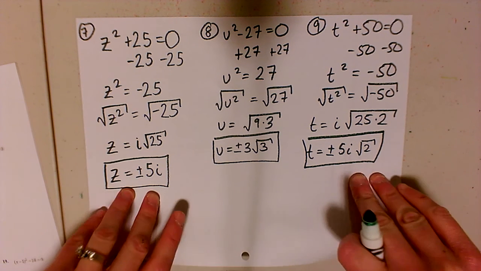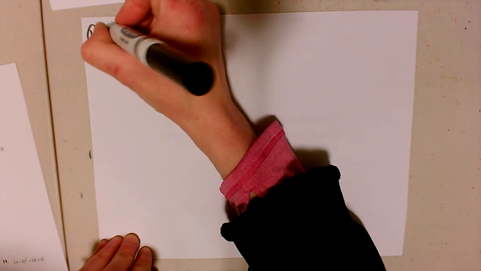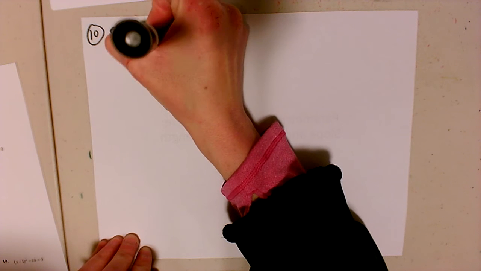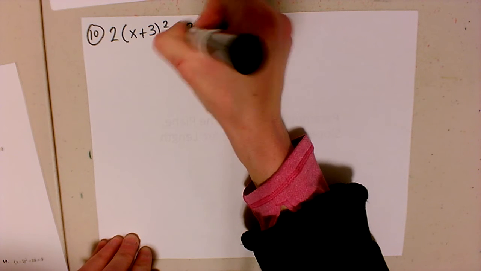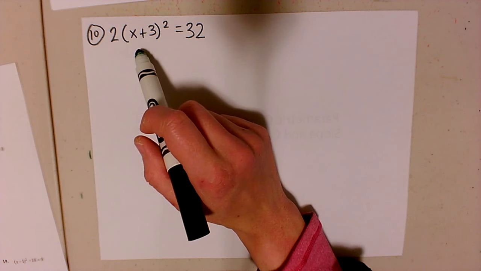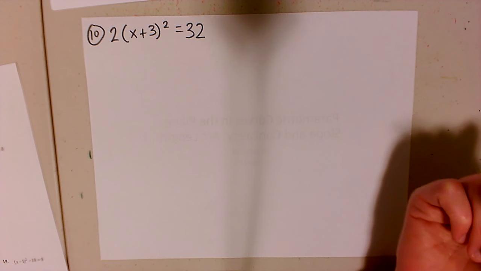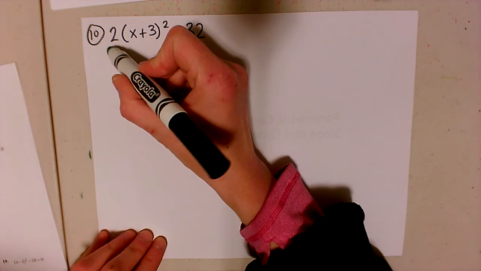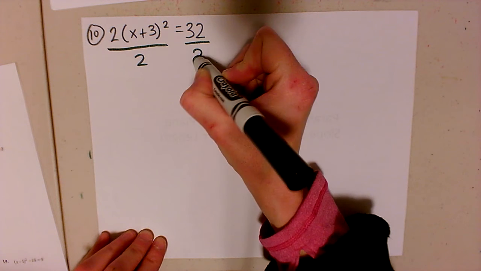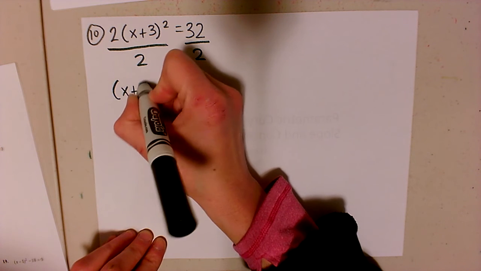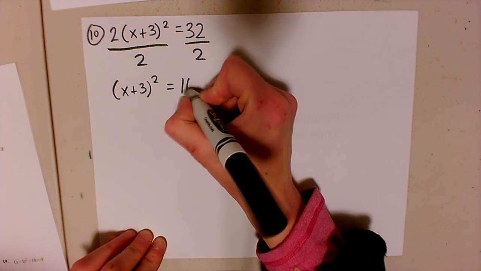Now, number 10 looks different because our x is locked up in parentheses and it's being added or subtracted to another number. So, for number 10, we have 2 times x plus 3, the whole thing squared, is 32. Okay? So, in this case, we can't get the x squared by itself, but we want to get this whole chunk of parentheses that's squared by itself, because then we can take the square root of that and unlock the parentheses. So, to get the parentheses by themselves, I'm going to divide both sides by 2. So, I'll get x plus 3, the whole thing squared, is 16.